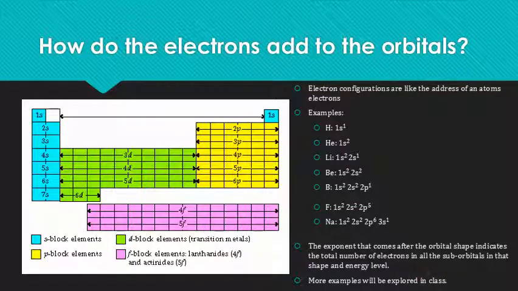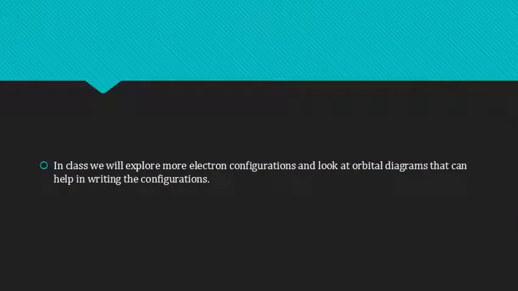We're going to do much more examples in class on this and explore this more, and do some different diagrams and stuff for it. So, sorry, I went off on a tangent on that a little bit. So in class, we're going to explore more electron configurations, look at lots of examples. We're going to look at orbital diagrams, and those can help us in writing the electron configurations, and kind of just wrap this whole thing up with the electron configurations.